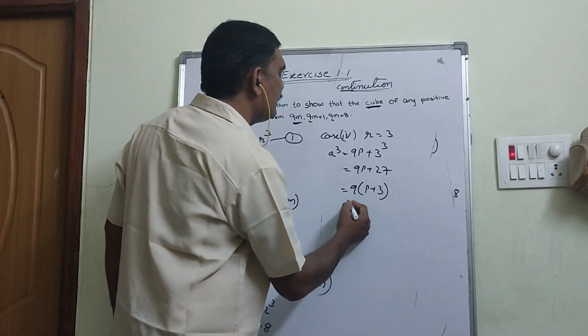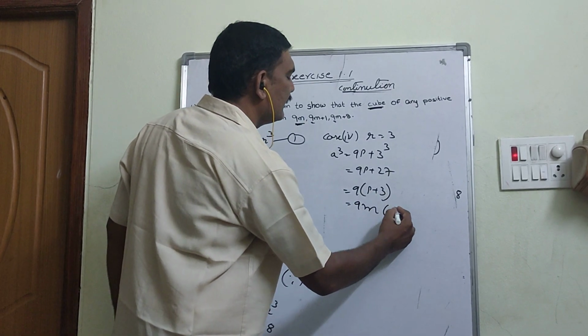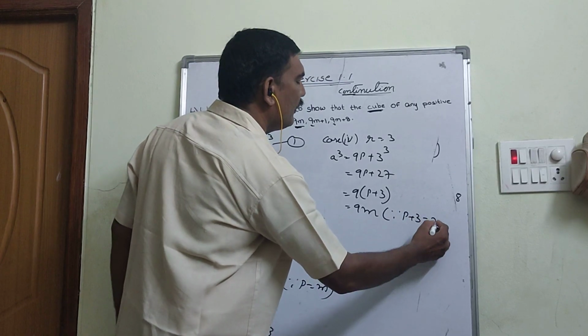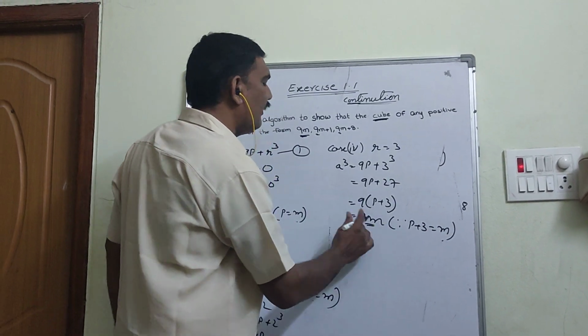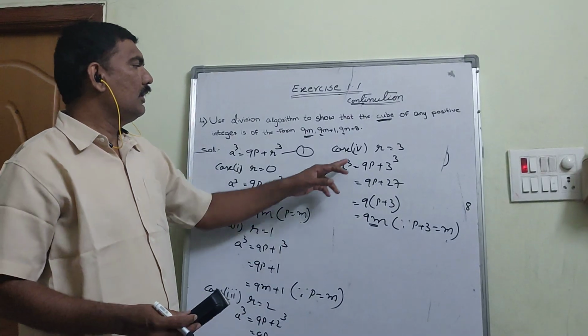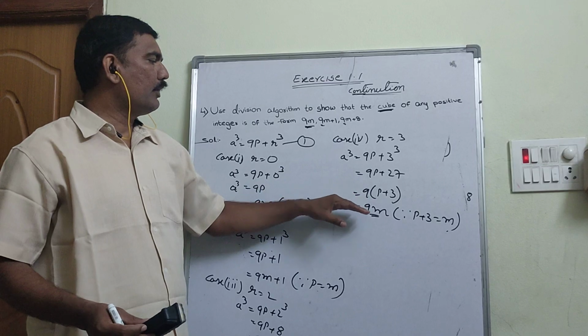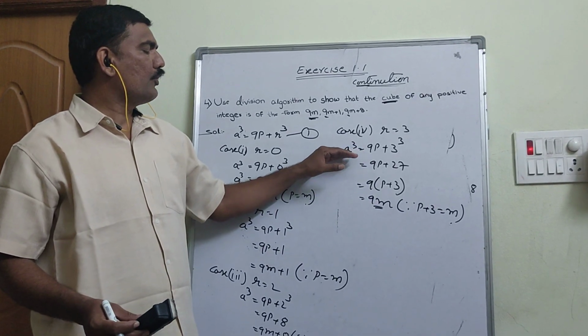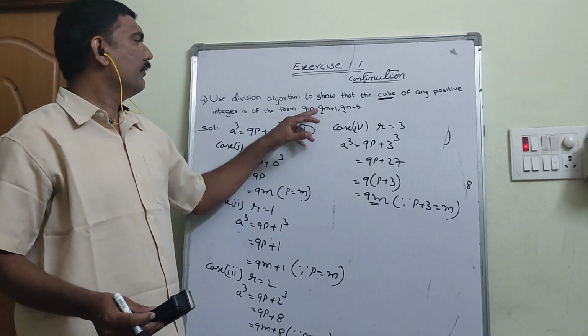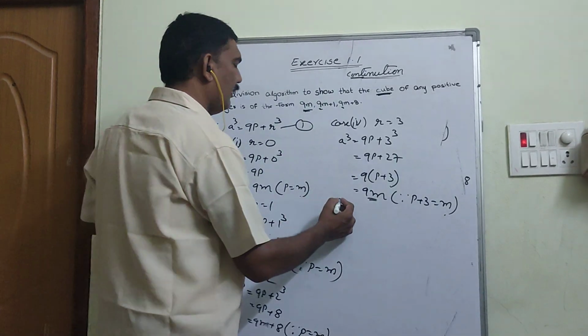In place of p plus 3, if you take m, since p plus 3 is equal to m, it is in the form of 9m or not. So in place of r, if we substitute 3, then its cube, positive natural numbers cube will become 9m. Next you have to go for case 5.